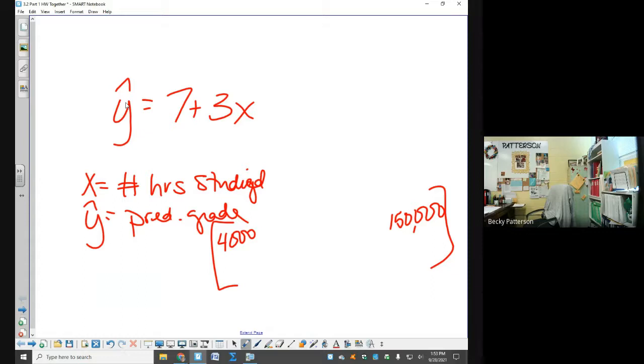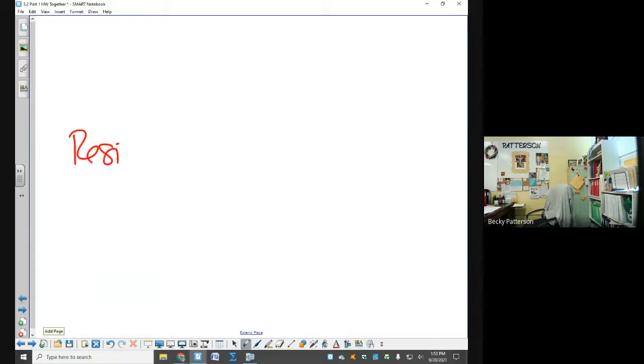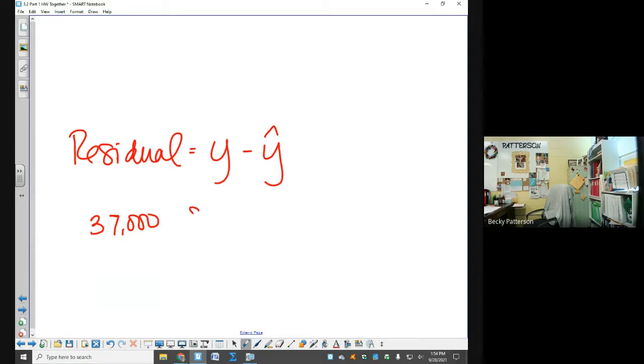Let's talk about residual. What's the formula for residual? Y minus y hat. Y is the observed y, what actually happened, what you see in your table. Y hat is what should have happened. So, let's say I'm selling my truck. It's got 37,000 miles on it. I sell it for 12 grand. Is that 12 grand a y or a y hat? That's a y, because that's what actually happened.